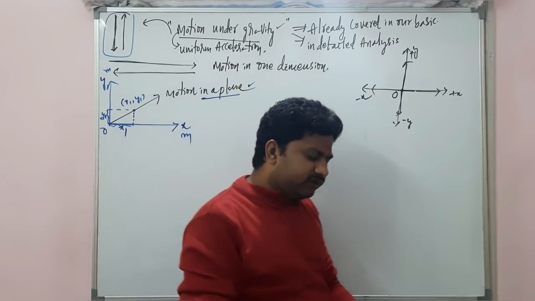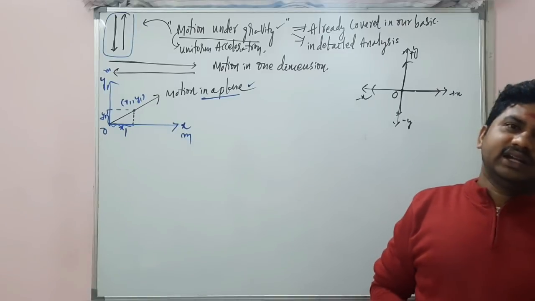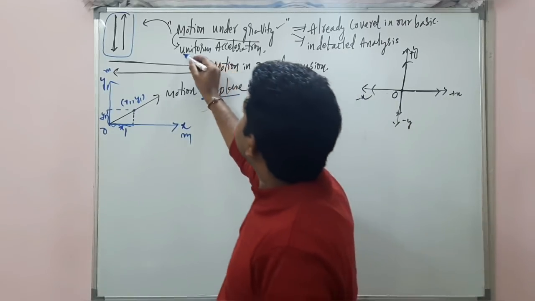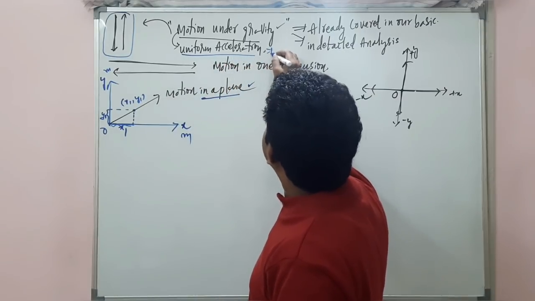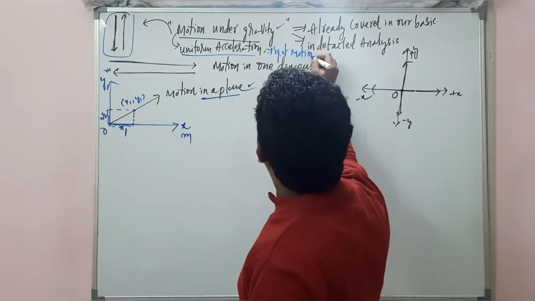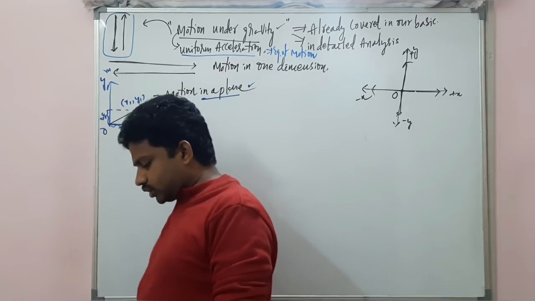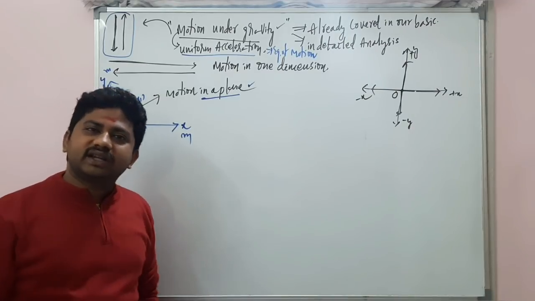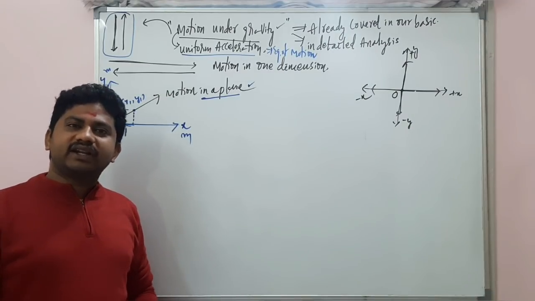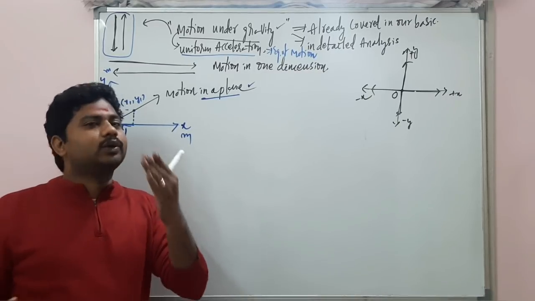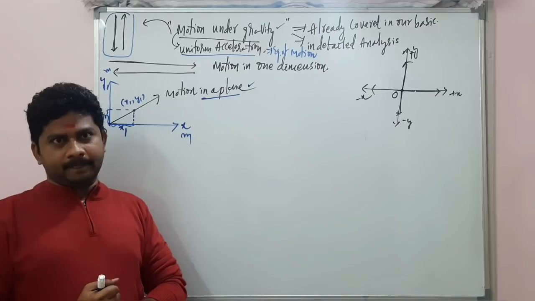If a body is moving with uniform acceleration, it is 100% sure and clear that you can use equations of motion. Yes or no? You can use equations of motion. What are the equations of motion? V is equal to U plus AT, S is equal to UT plus half AT square, V square minus U square is equal to 2AS, and so on. Those are the equations of motion you have.